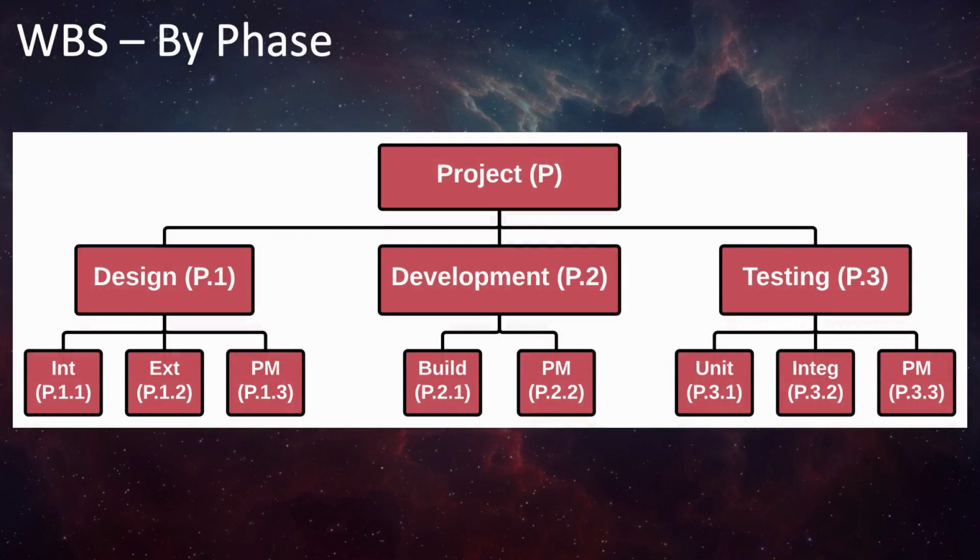There's more than one way to organize a work breakdown structure. What you've seen so far is more based on the deliverables, but it could also be organized by the phases of your project. In this example, again a very simple example, you have a phase for design, a phase for development, and a phase for testing. And each of those phases has the various deliverables of that phase listed underneath that phase.